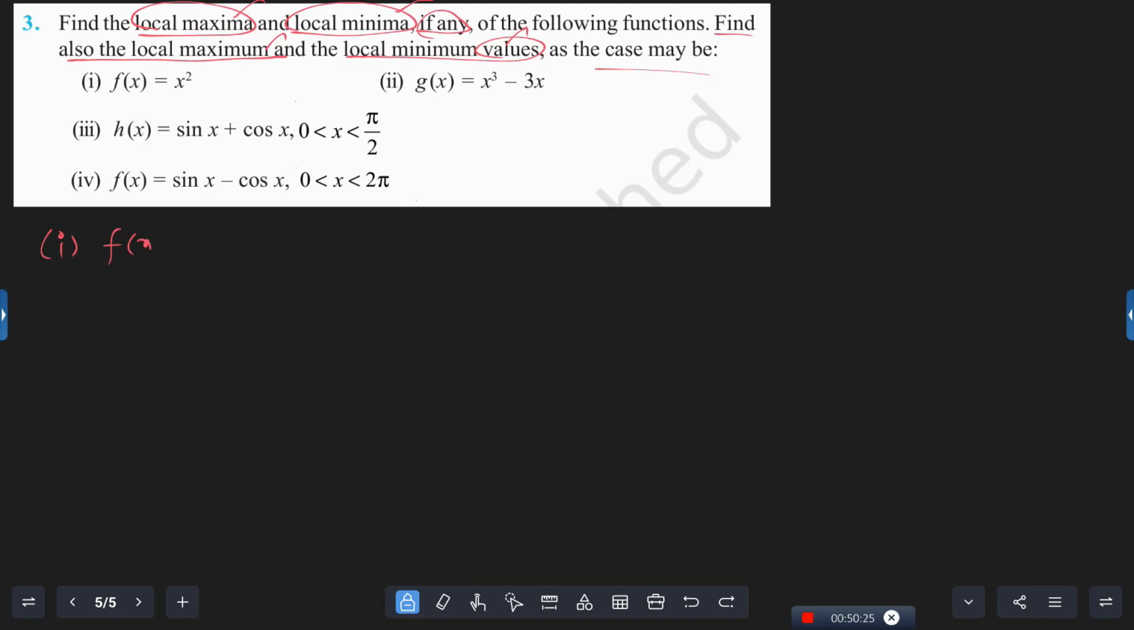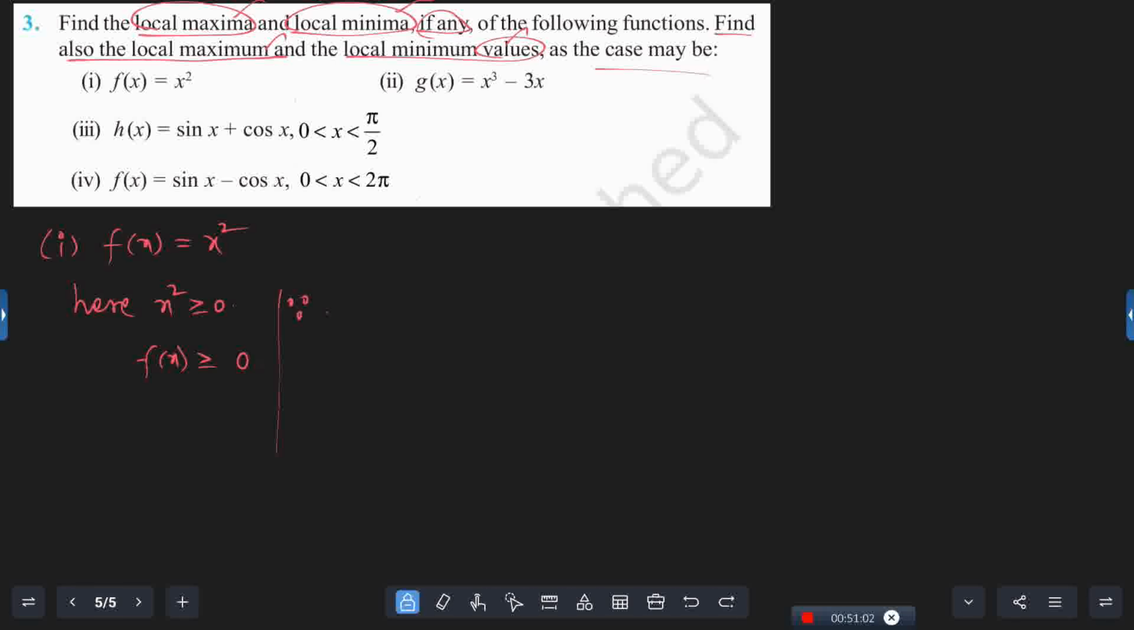Shall we take this first question? First question: f of x is equal to x square. For x square, what can we say? Greater than or equal to 0. If you give x value 0, 0 will come. For any other value you give for x, when you square it, it will become positive. So it will always be greater than or equal to 0. So we can write f of x greater than or equal to 0.